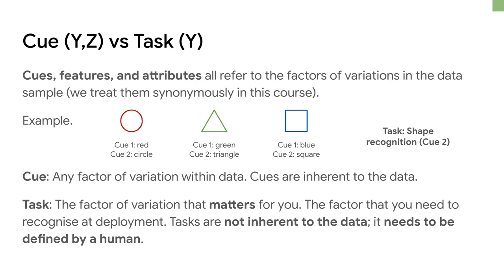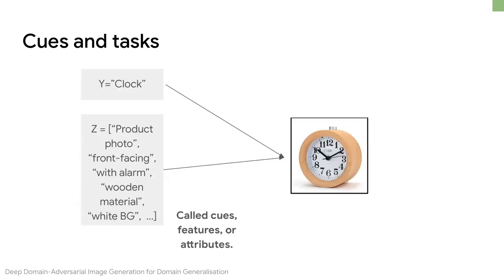The task is a special case of cue in the sense that a task is the one that we care about in the learning task. So we can say the task is shape recognition in this case. And yeah, the cues are still color and shape, but the task is only one of them. And the task is not inherent to the data. There has to be a human who is defining what the task is here, which is very important because in some of the work, people tend to assume that the task is something that's inherent from the data, but it is not. We need a human to decide it.